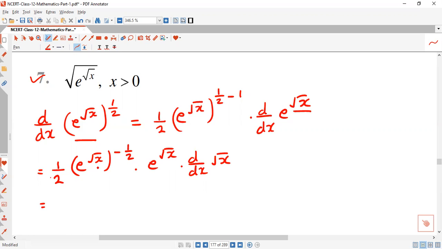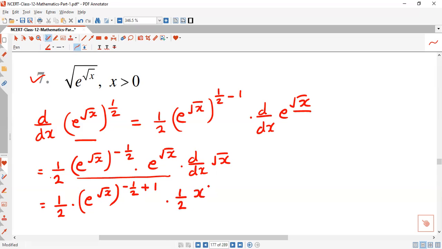So I will combine these two terms basically. So what are we getting? The base is the same. The power here is 1 and the power here is minus 1. So I will combine these two terms. So we are getting e raised to root x, base is same, and their power is minus half plus 1, into differentiation of root x. This comes out half x raised to power minus half.